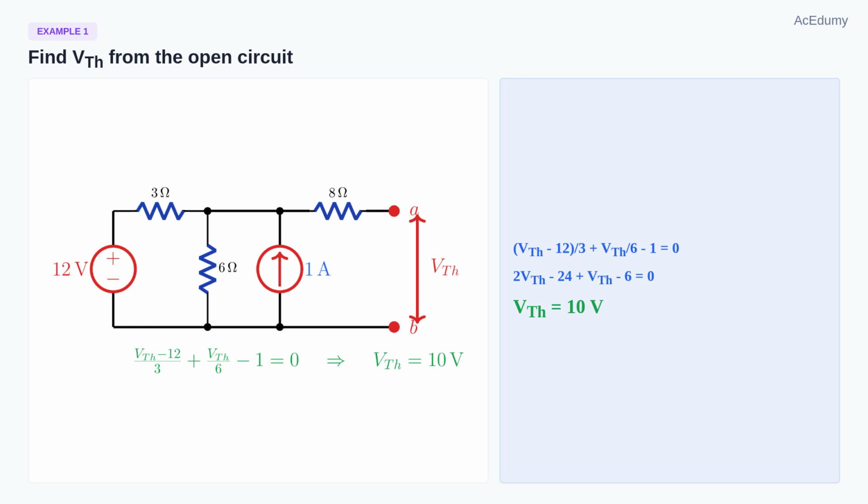Now find V Thevenin for example 1. With the load open, no current flows through the 8-ohm resistor, so terminal A has the same voltage as the top middle node. Call that voltage V Thevenin. KCL at that node gives (V Thevenin minus 12) over 3 plus V Thevenin over 6, minus 1 amp, equal to 0. Multiplying by 6 gives 2 V Thevenin minus 24 plus V Thevenin minus 6 equals 0. Therefore, 3 V Thevenin equals 30, and V Thevenin is 10 volts.